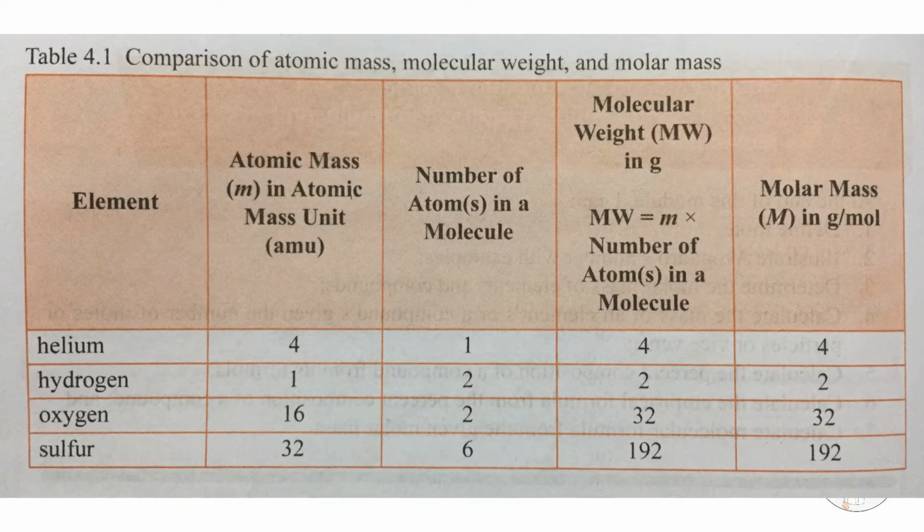Now, talking about molar mass, it has the same process. We are going to multiply the atomic mass by the number of atoms in a molecule, but then the unit is grams per mole, because molar mass is mass per mole. So grams per mole. Did you get it? We will have an example later.